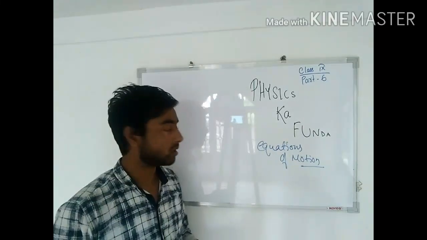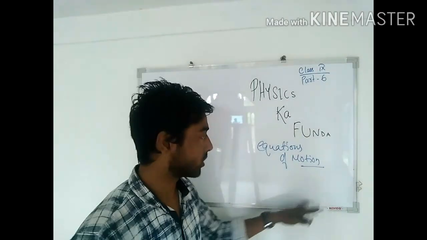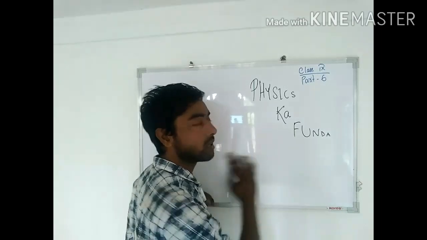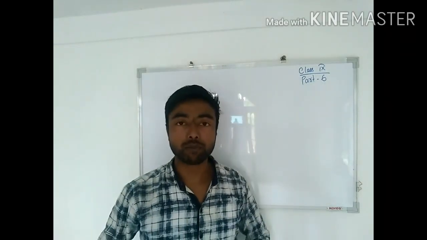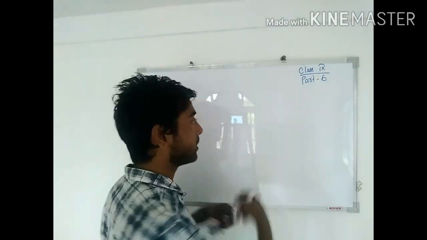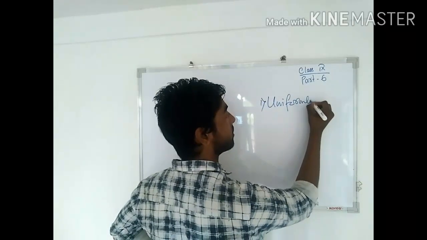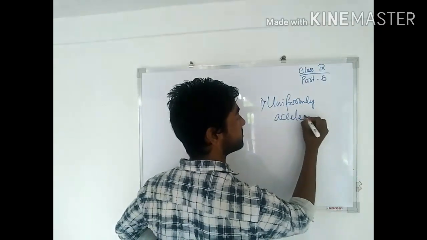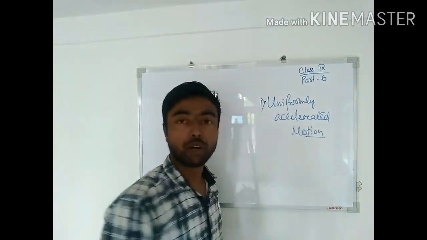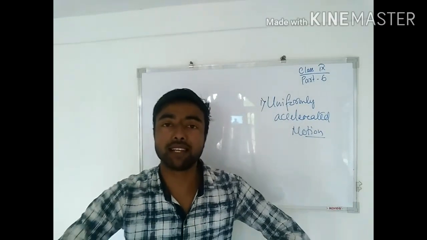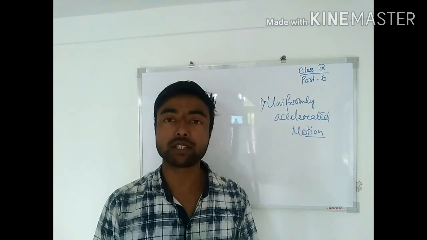So today we'll learn how equations of motion are derived and what equations of motion are. As we have discussed in the previous class, there are different types of motion, and among them one is uniformly accelerated motion. In uniformly accelerated motion, the acceleration is fixed, acceleration is constant.